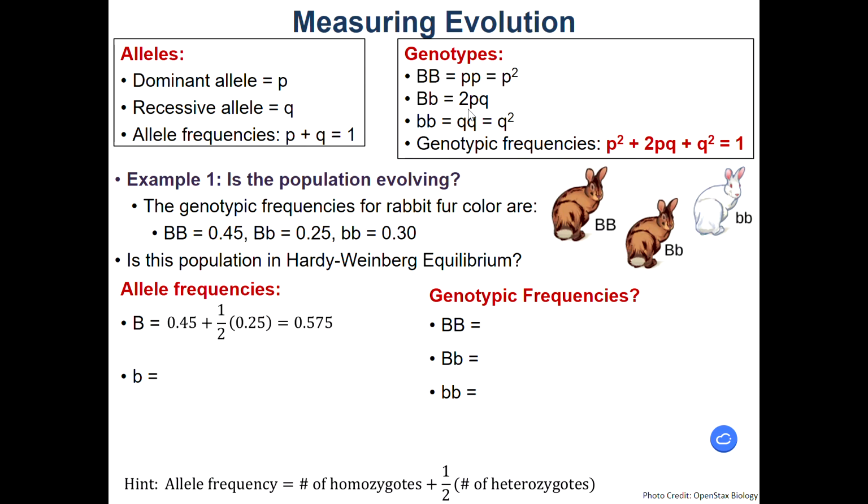We've already done a practice problem like this, but now we're putting it into the context of Hardy-Weinberg. So then you're going to do the same thing for our recessive allele, little b. 0.3 plus 1/2 of 0.25 is equal to 0.425. How do we check to make sure our math is right? It needs to add up to 1. Do we add up to 1? Yes. I did my math right.